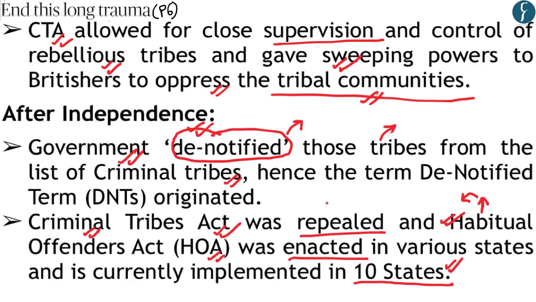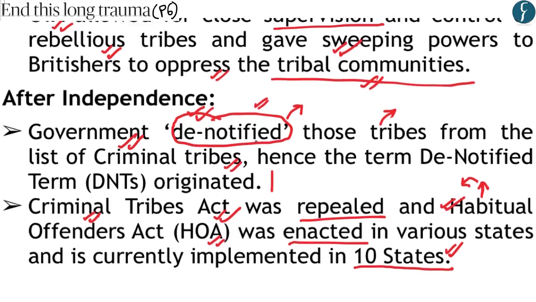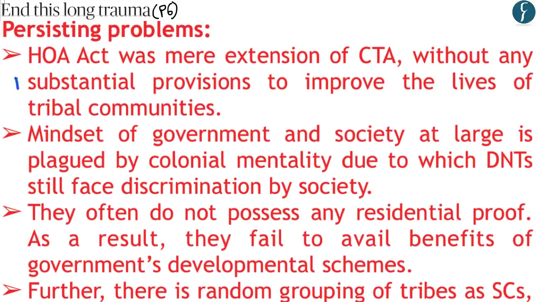So now hopefully up till here you understood the background of the de-notified tribes. Now let us understand the problems that the de-notified tribes are having according to the author. Now the first problem highlighted by the author is that the Habitual Offenders Act continued as an extension of the Criminal Tribes Act, wherein the Habitual Offenders Act continued with the same repressive measures to oppress the tribal communities.